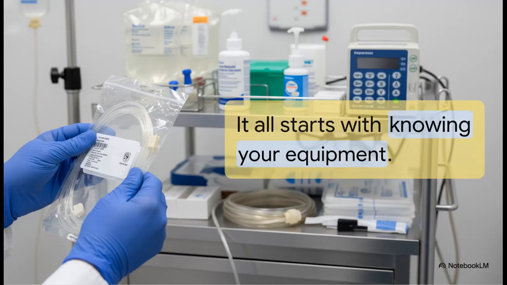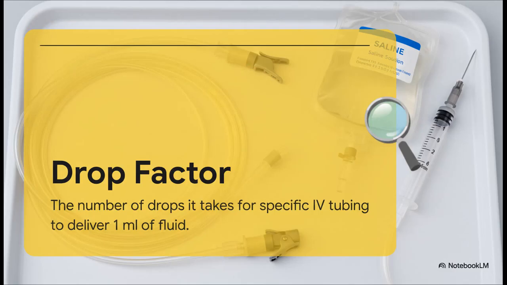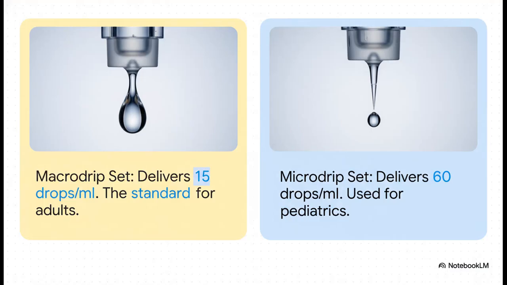Okay, before we even touch a calculator, you have to know your gear. It's all about this one number, the drop factor. And it changes with your tubing. You've got two main players, Macrodrip for most adults and Microdrip for peds.